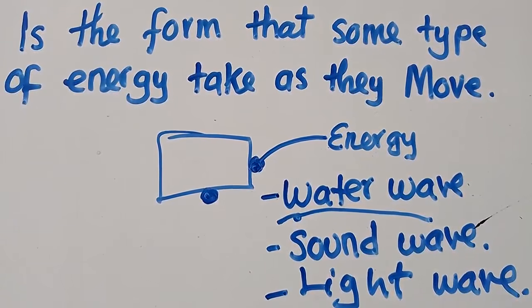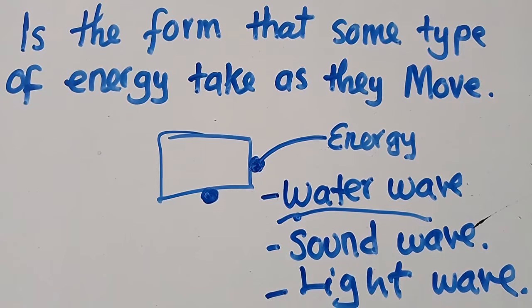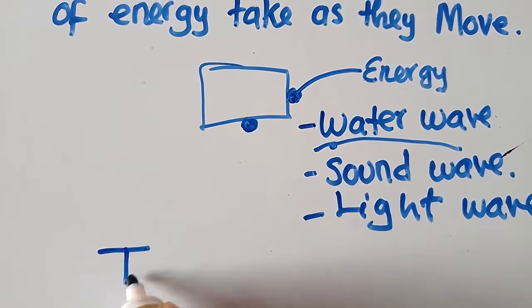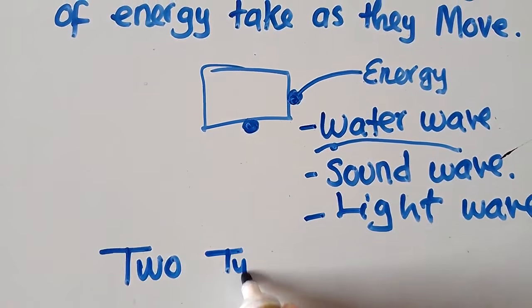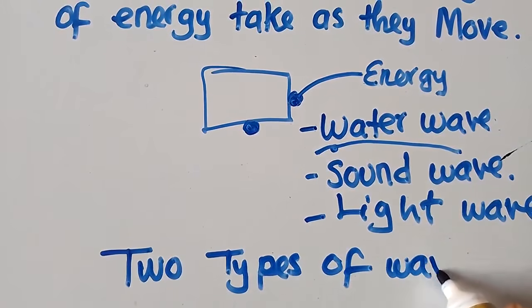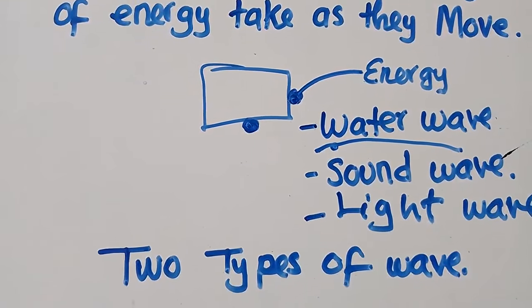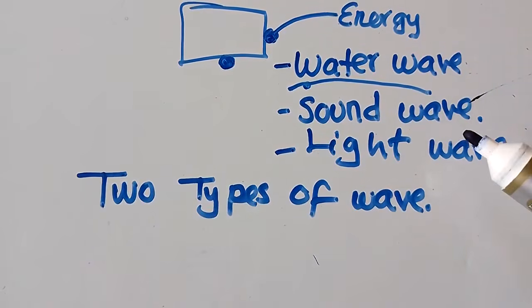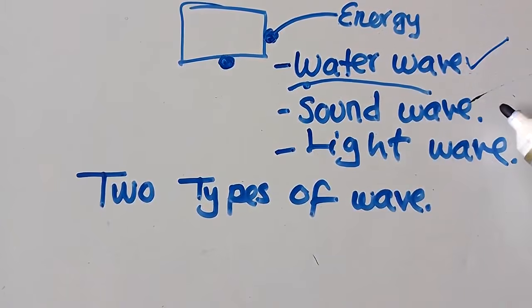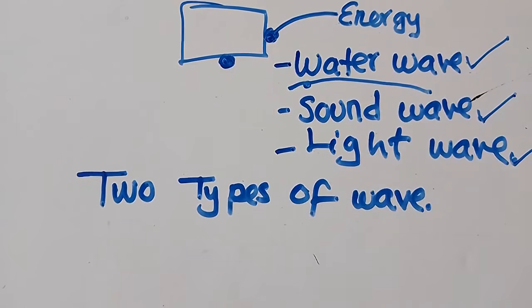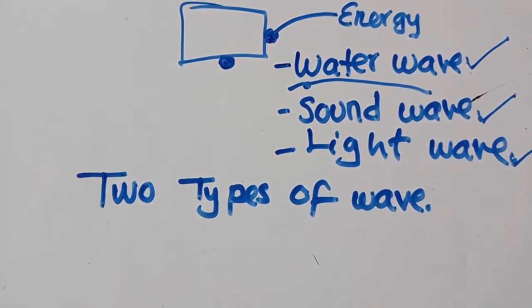Now, in general, what I'm trying to talk about is that there are only two types of waves that you need to understand. All these that I've listed here, the water wave, the sound wave, the light wave, the electromagnetic waves, can be categorized into two types.